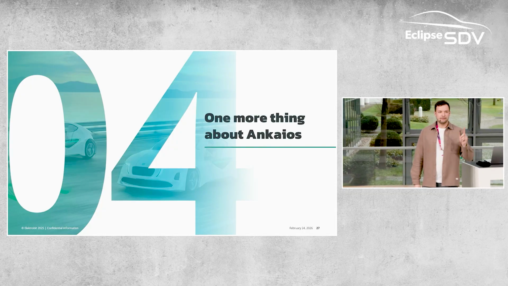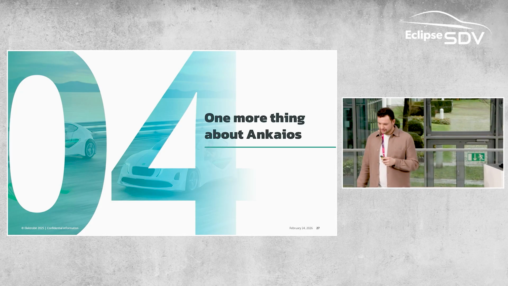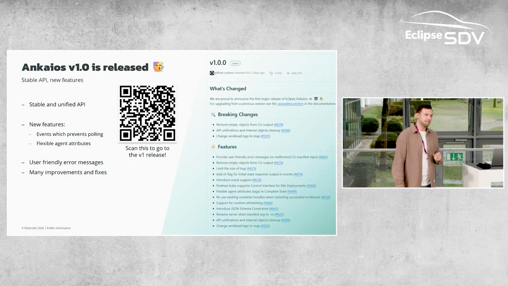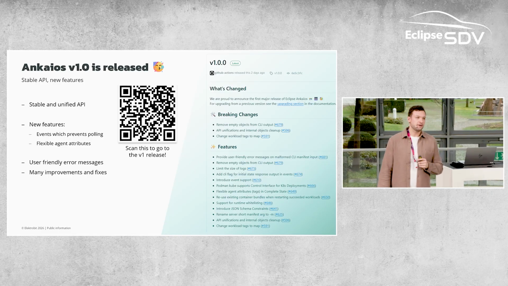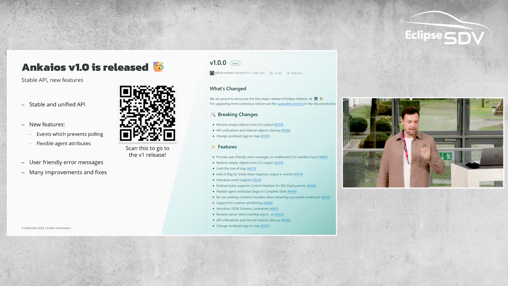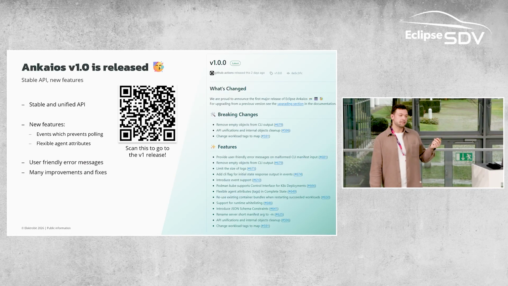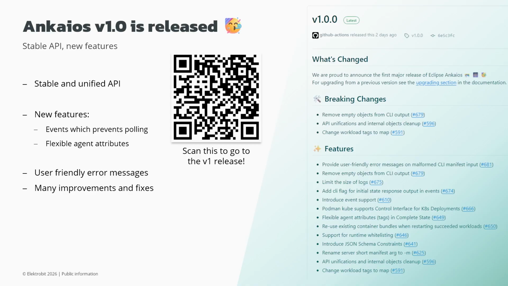Now, I want to share one more thing about Ankaios. We already have seen that S-Core 060 was released, and I want to share something similar. So for now, we have released Ankaios version 1, which has now a stable API, a lot of new features, a unified API, new features like events, so you can send workloads events using a built-in orchestrator feature, which is also really suitable for automotive use cases. And like always, we have done many improvements and bug fixes.